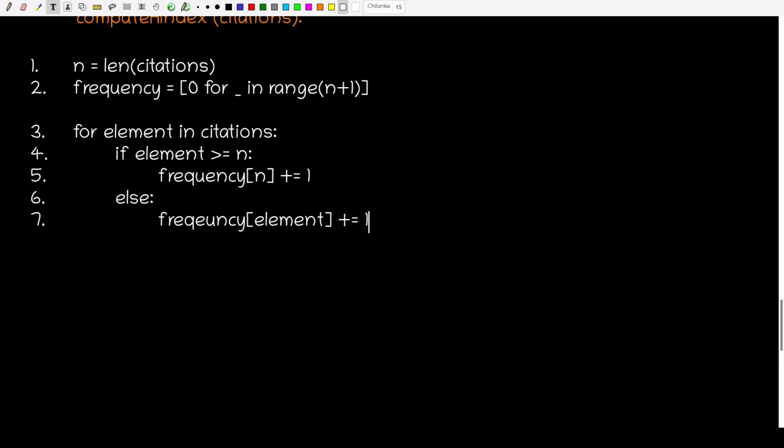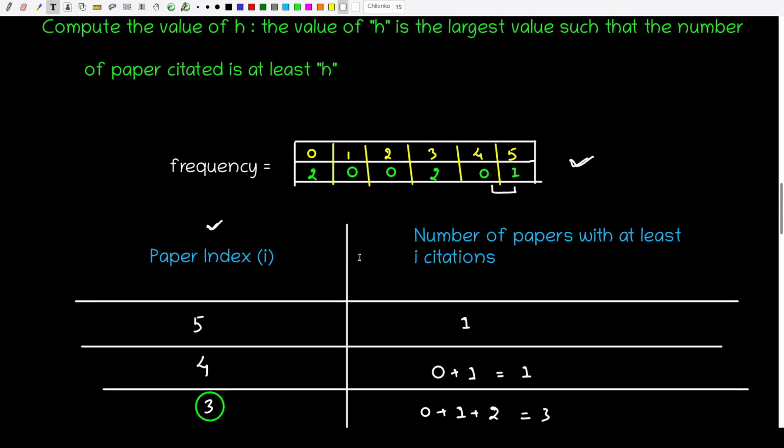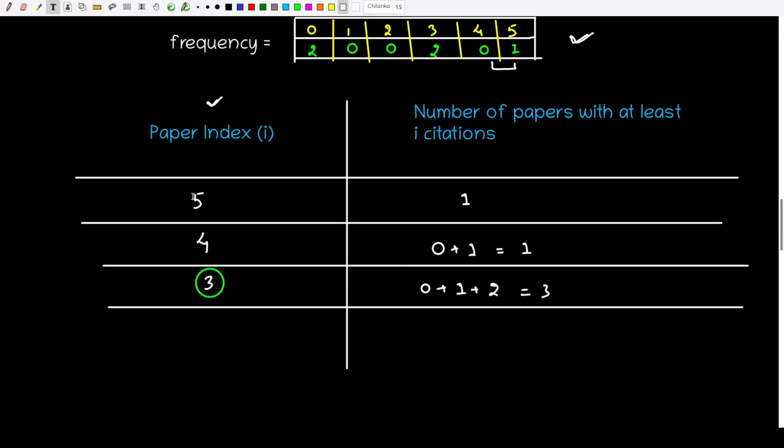Once the frequency array is prepared, then we are going to compute our h index. To do so, all we have to do is take answer, which is equal to n, and then the sum so far. So the sum so far is the frequency of the last element, so frequency of n. So folks, over here, I am starting from this position, where 5 is the value of answer and the sum is 1.